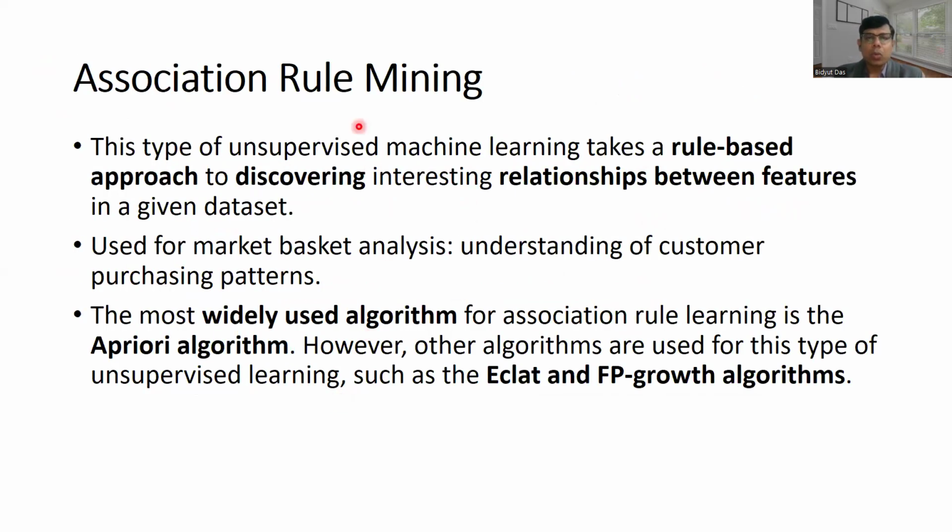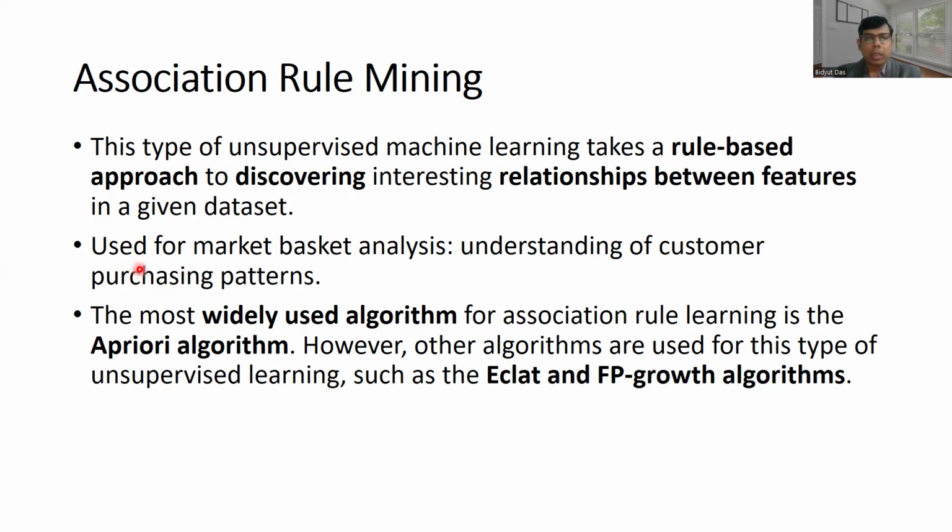Now, association rule mining. It is also an unsupervised machine learning technique. It uses a rule-based approach for discovering the relationships between the features in a data set. So that is the definition of the association rule. We find similar data items and group them. That is our main objective in the association rule.